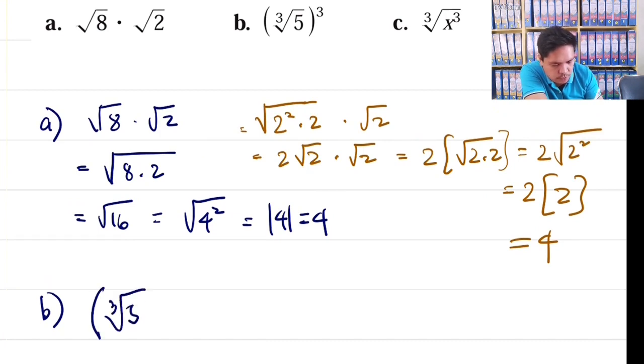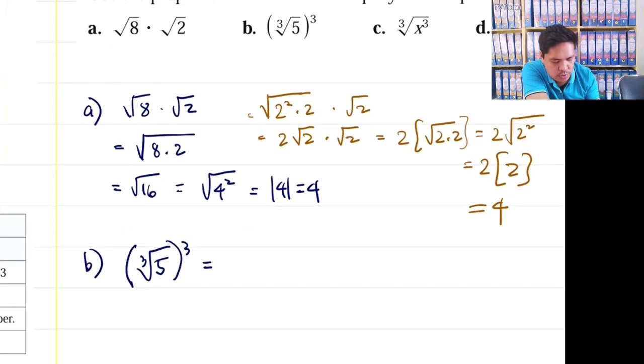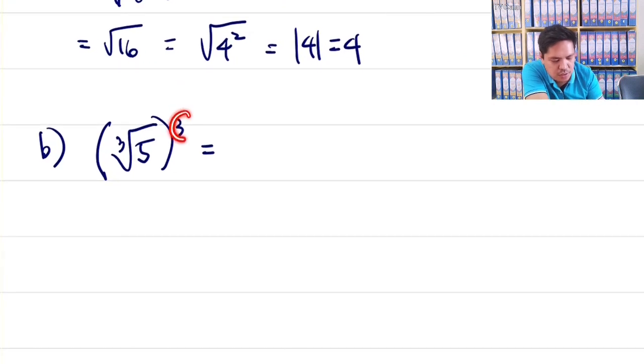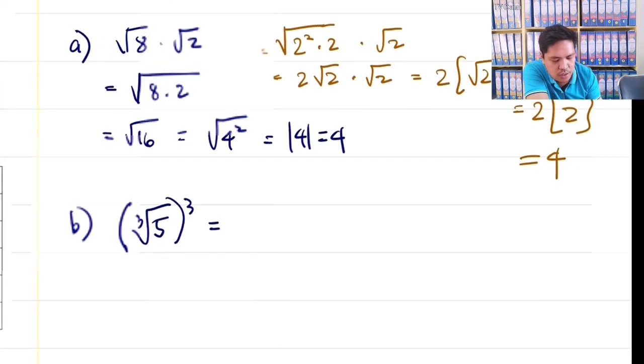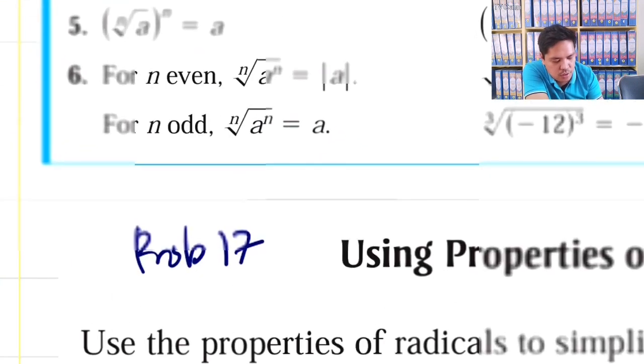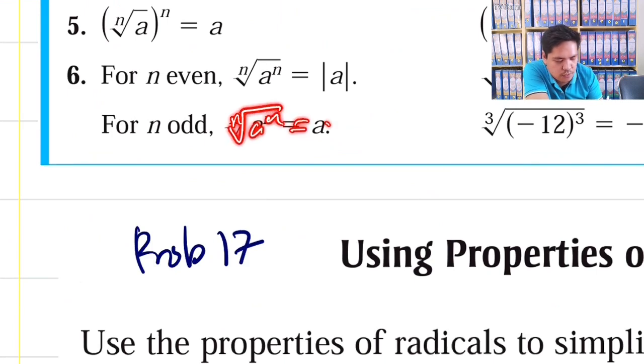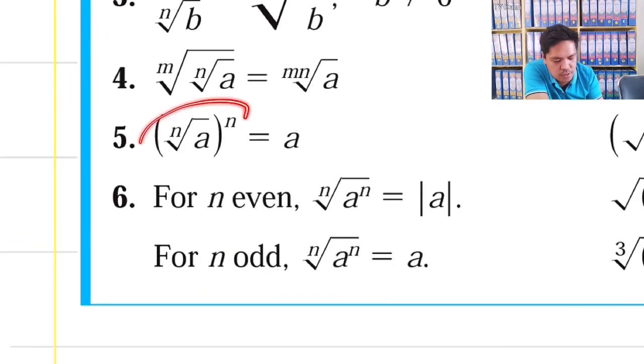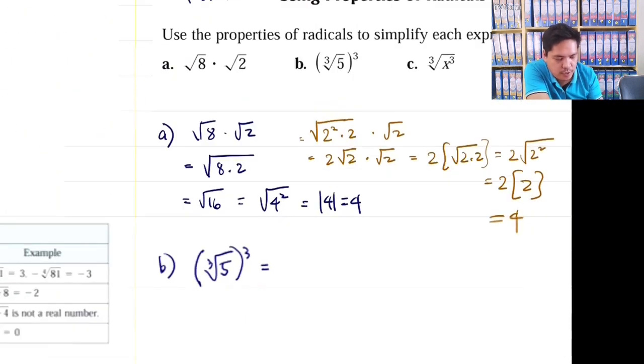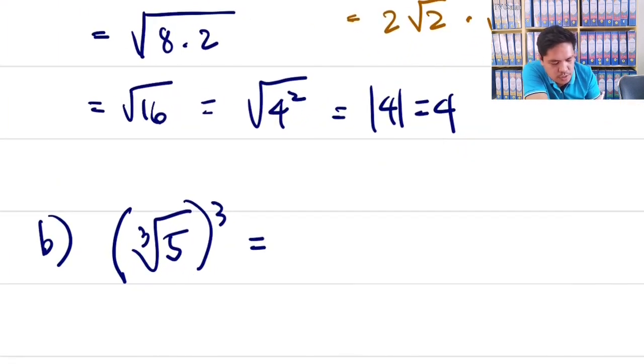Cube root of 5 cubed. It's still the same. Remember, that's the nth root of a raised to n. The answer is A, this property. The nth root of a raised to n is equal to a. Remember that n here can come out. So what is our a? The radicand. That's 5. So the answer is just 5.